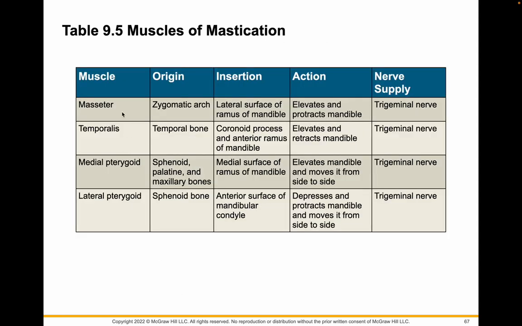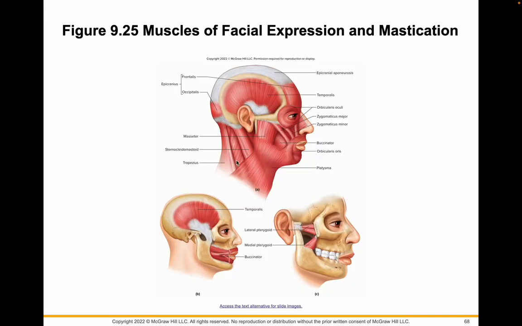Remember your masseter, I said elevates your mandible, helps your jaw close. It's a prime mover for chewing. Temporalis helps the masseter. And then we don't do these. So here are where these are located. So temporalis over the temporal bone, frontalis over the frontal bone, occipitalis back here that helps, believe it or not, raise your eyebrows.